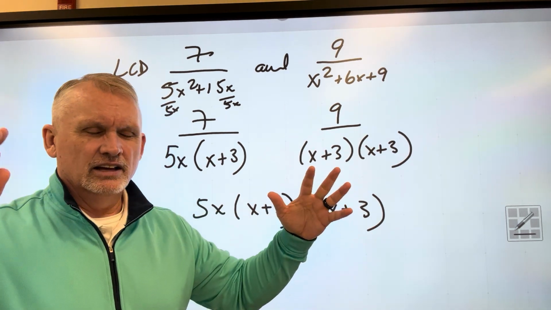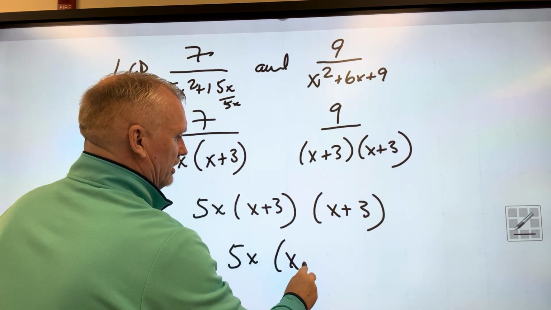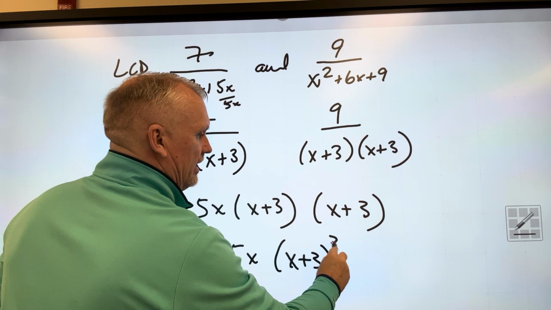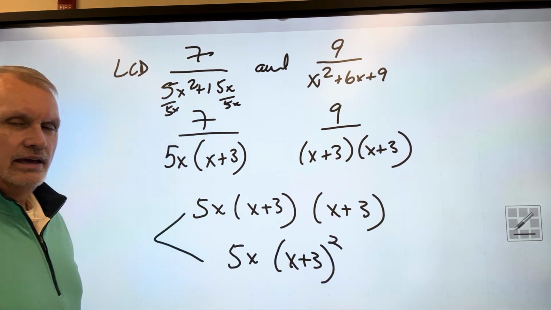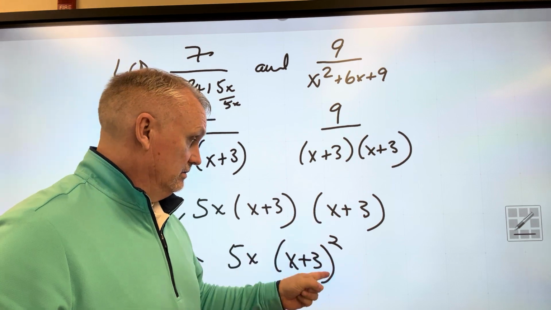Now, could I condense it a little bit? I could say this, 5x. This is x plus 3, but I have 2 of them. Either one of those is sufficient. You could put the exponent up here. That's fine. Okay.